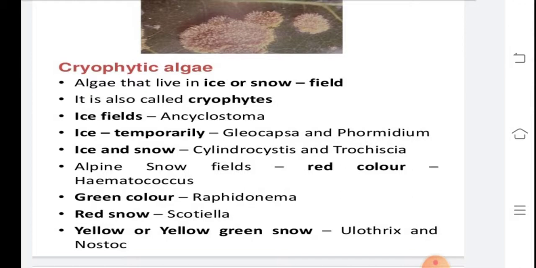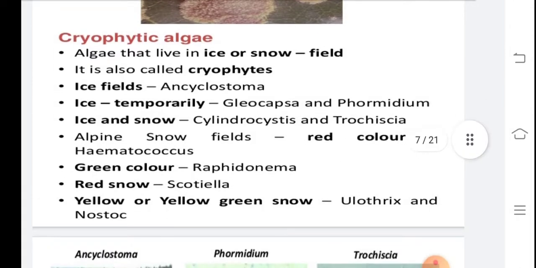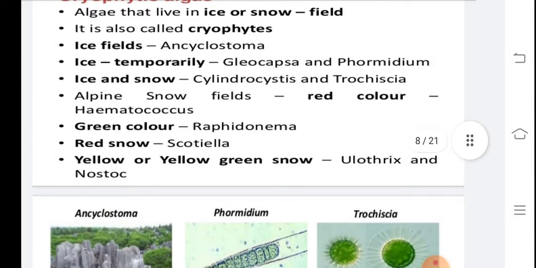So in ice fields, Ancylonema, then on ice temporarily Gloeocapsa and Hormidium. Then on ice and snow, the red color is Haematococcus, right? It is commonly seen in the seashore area. It is also called the Red Sea. Haematococcus condition is there. Then Scotiella shows red snow-like structure.